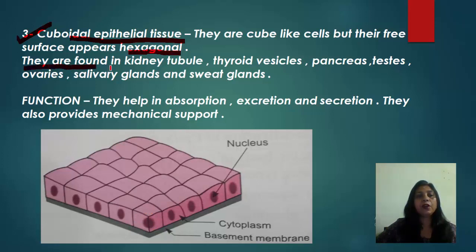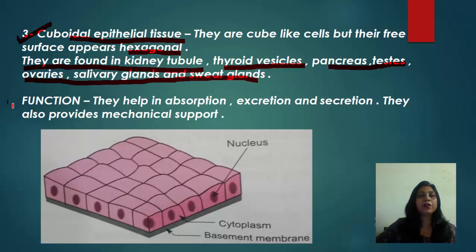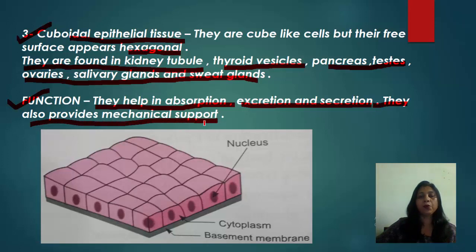Where are they found? They are found in kidney tubules, thyroid vesicles, pancreas, testes, ovaries, salivary glands and sweat glands. And what is the function of cuboidal epithelial tissue? They help in absorption, excretion and secretion. They also provide mechanical support.